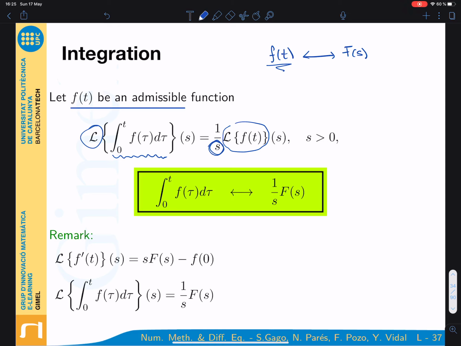Normally, I prefer this notation here, okay? Here we can see how the Laplace transform of the integral of the function is very easy to compute. It's just the Laplace transform of f divided by s.